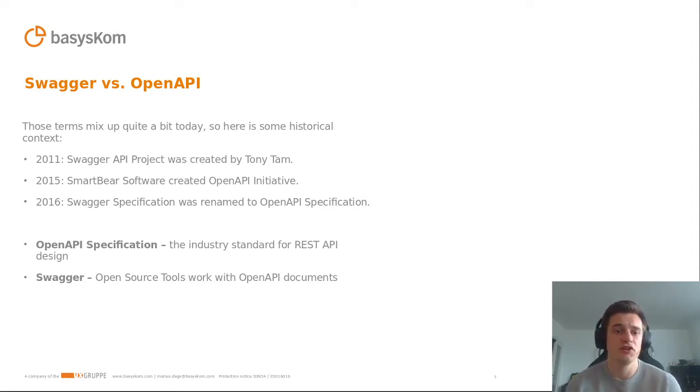In 2011, the original Swagger API project was created by Tony Tam, and SmartBear Software then created the OpenAPI initiative, and it is supported by the Linux Foundation. A year later, the Swagger specification was renamed to OpenAPI specification. That's why you saw in the document the Swagger at the top. Now there would be OpenAPI at the top. So in general, when we talk about OpenAPI or OpenAPI specification, we talk about the industry standard for REST API design. And when we talk about Swagger, we are talking about open source tools that are working with OpenAPI documents. So Swagger was the original implementation of such a tool set to work with such documents, but nowadays there are some more implementations.